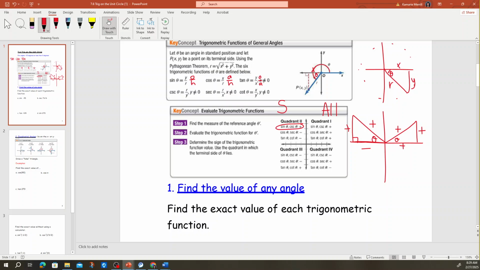In quadrant 3, let's drop my reference angle here, okay? Both directions are negative, and then my radius is always positive. So let's do sine, opposite over hypotenuse, negative, right? Let's do cosine, adjacent over hypotenuse, negative. Tangent, opposite over adjacent, negative over negative makes it positive. So if you notice, only tangent and cotangent would end up positive in that quadrant.